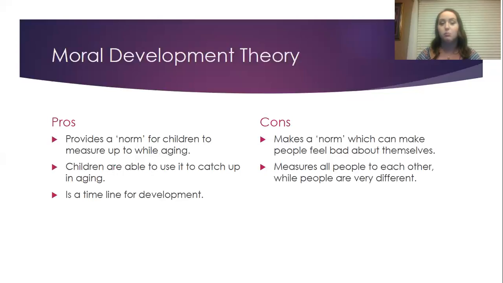Some cons of the moral development theory: because it does provide a norm, it can make others feel really bad about themselves if they are falling behind in the norm and they know they're falling behind. It also measures all people to each other, and people are so different. Between their psychology and their culture, people age so differently, and so we can't really measure everybody to this one standard.